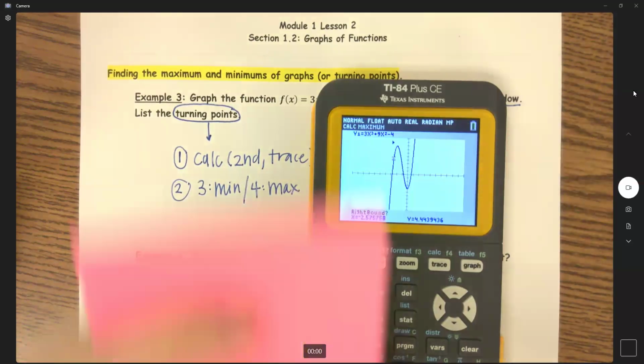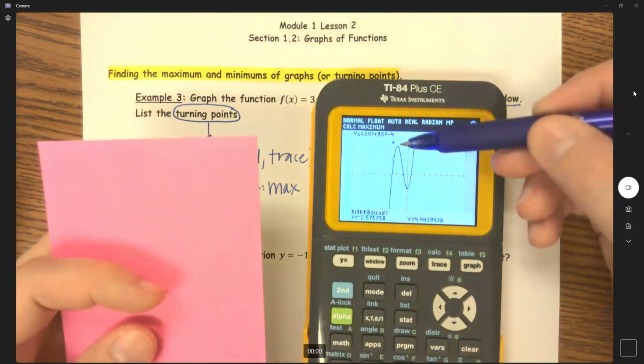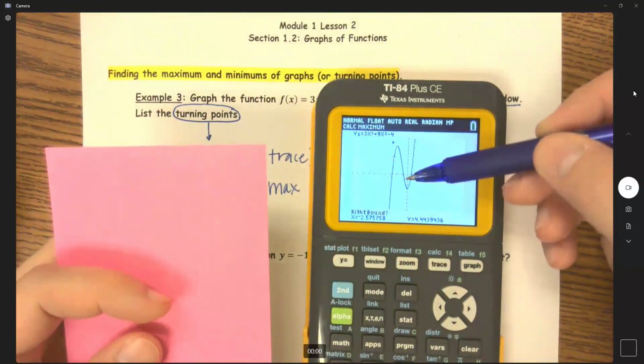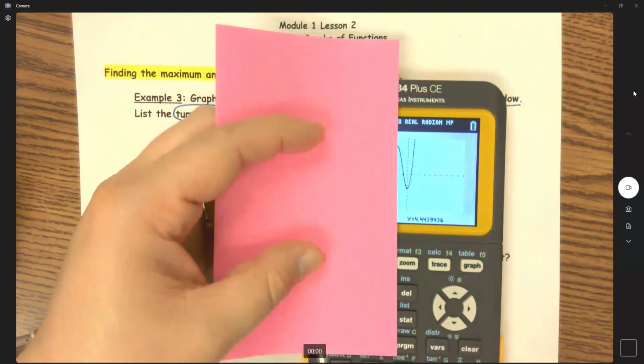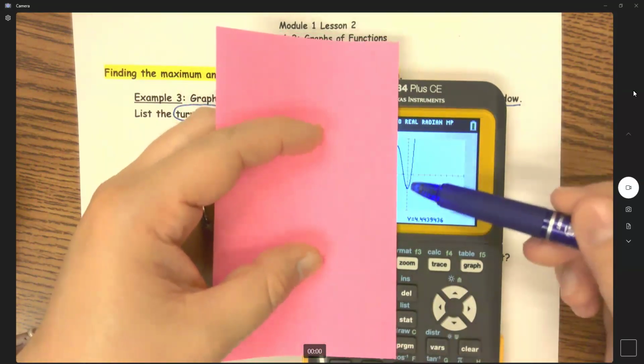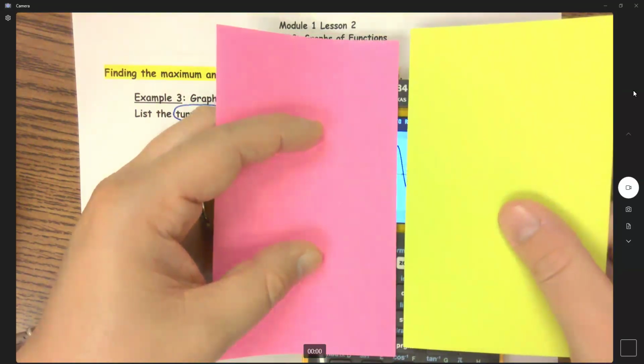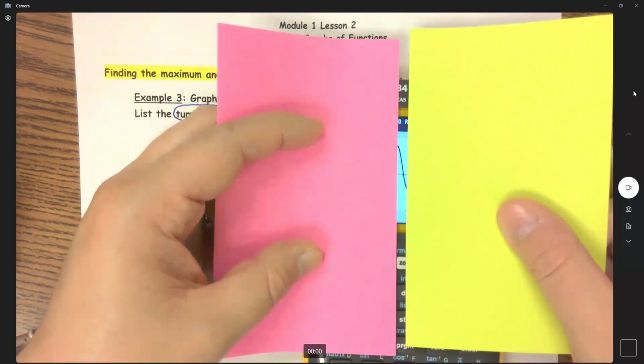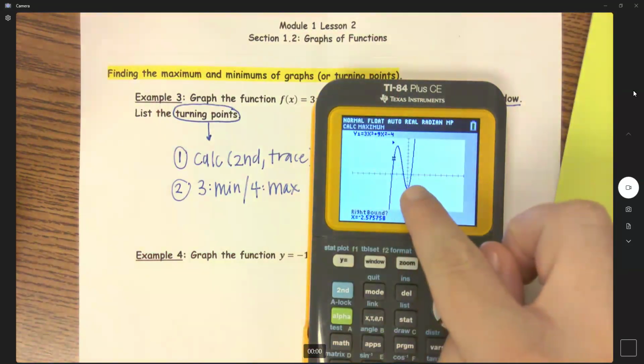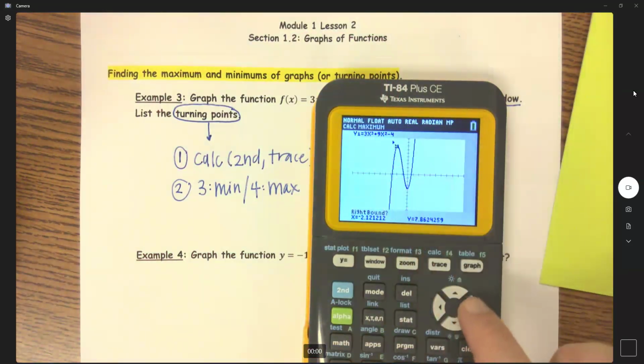The right bound, again, if this is my max, I want to go somewhere to the right of it, but I don't want to go past that other turning point. So I need to go somewhere right here in my graph. So somewhere to the right of that turning point, but not so far to the right that I pass the other turning point. I'm going to go right over here.